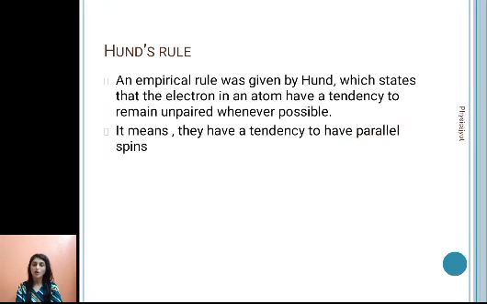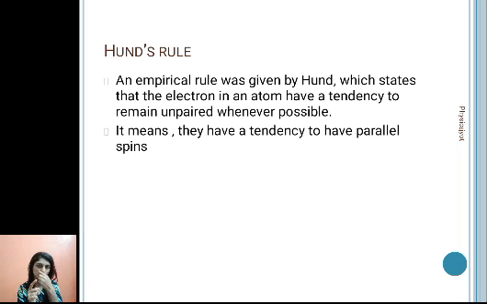According to Hund's rule, electrons in an atom have a tendency to remain unpaired whenever possible. We know that we have orbitals, and the electrons occupy these orbitals in such a way that they remain unpaired. For example, the capacity of an s orbital is two electrons. One will be unpaired, and then the second will come, and the two will pair.